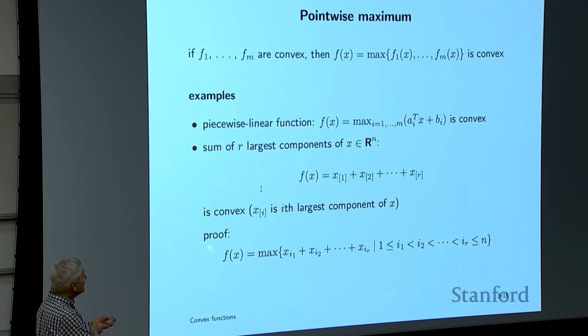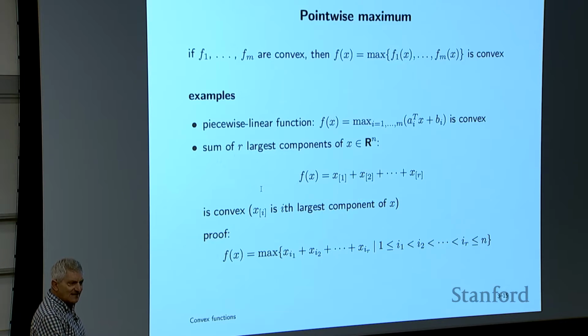It's the maximum of a bunch of functions. Take all possible subsets, all choices of 4 entries in the vector. I sum those up, and then I take the maximum. Now, how many are there? N choose 4. If n is big, that's a very big number. Doesn't matter. So this is convex.